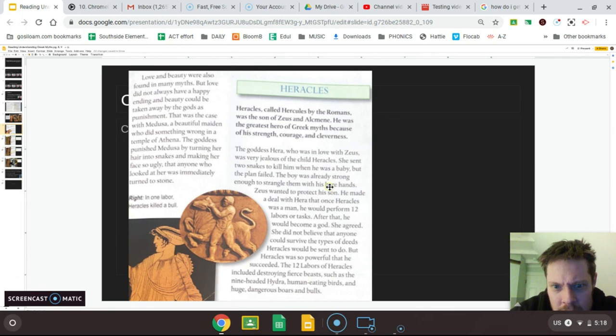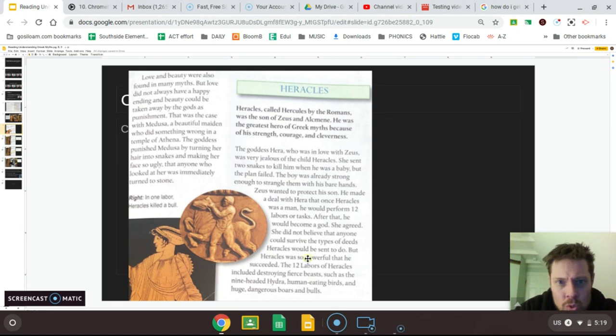Zeus wanted to protect his son. He made a deal with Hera that once Heracles was a man, he would perform 12 labors or tasks. After that, he would become a god. She agreed. She did not believe that anyone could survive the types of deeds Heracles would be sent to do, but Heracles was so powerful that he succeeded.